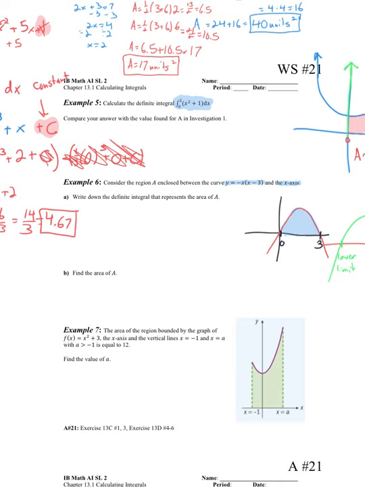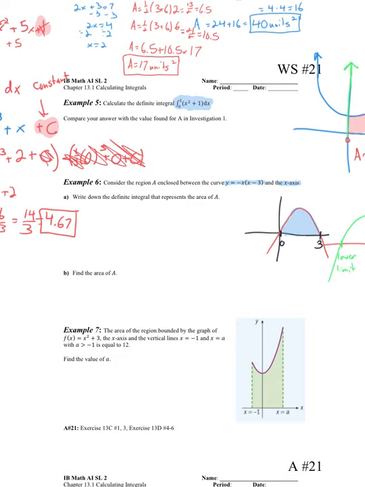The final one, example 7. This one says the area of the region bounded by the graph f of x equals x squared plus 3, the x-axis, and the vertical lines x equals -1 and x equals a, where a is greater than -1, and it gives us the total area. So this one's kind of like a work backwards problem.